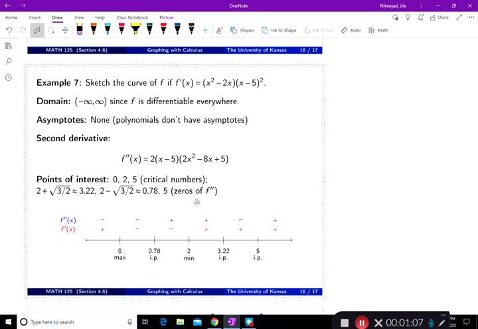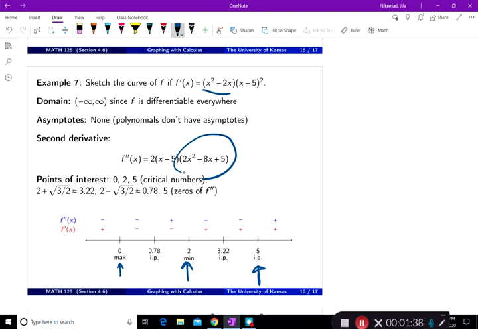If you want, take the second derivative and simplify it and use the first derivative. So what does the first derivative give me? The first derivative gives me x equal to 0, x equal to 2, and x equal to 5. And the second derivative gives me the values that you get from solving this quadratic equation, and x equal to 5. So x equal to 5 is in both points of interest, and then you get these two approximate values for f double prime equal to 0.